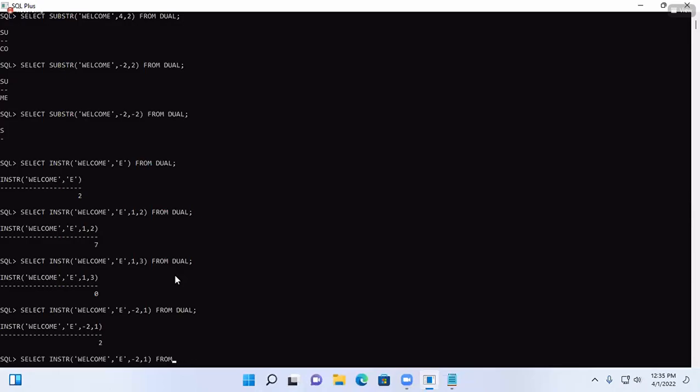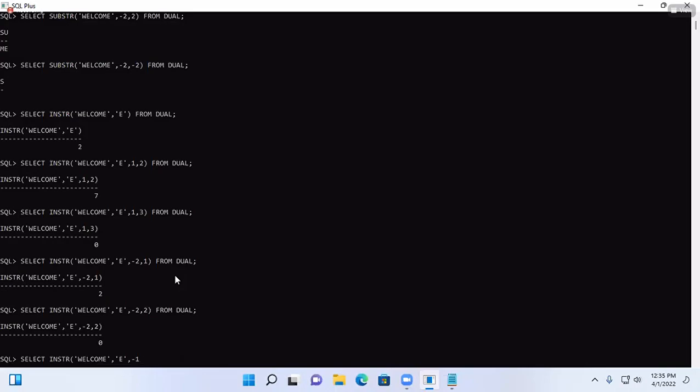Now, if I give -2 comma 2. Now tell me, -2 means what? M. From M, which occurrence did you want? The second occurrence. Second occurrence of which character? The E character. But is there a second occurrence of E? No. Then what does it return? 0 returns. Is the point clear? Let me see one more.